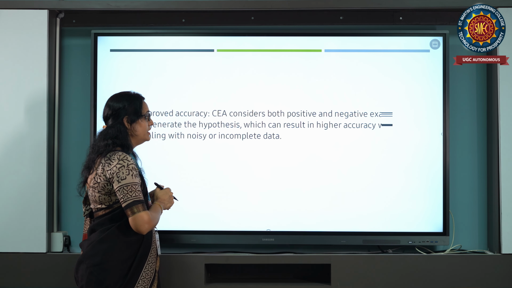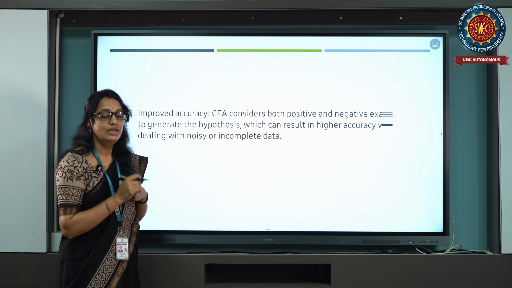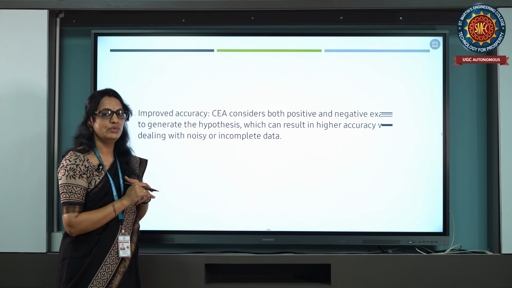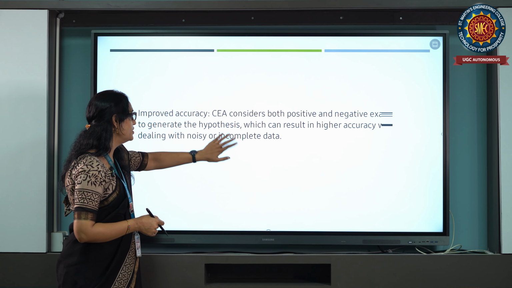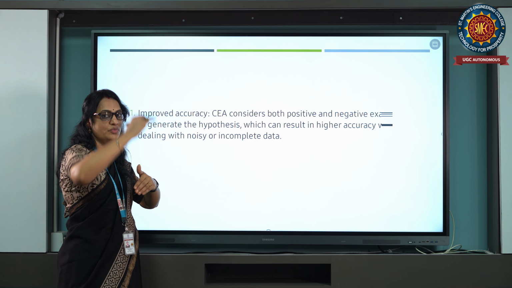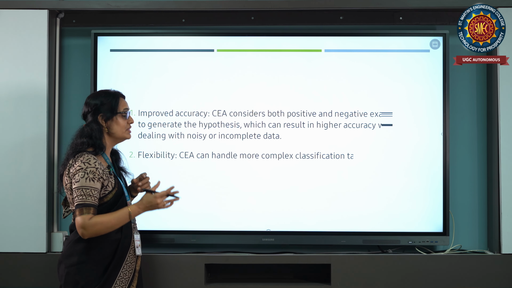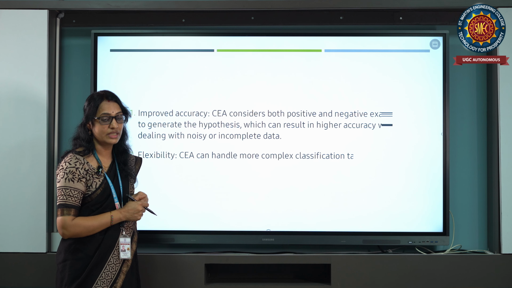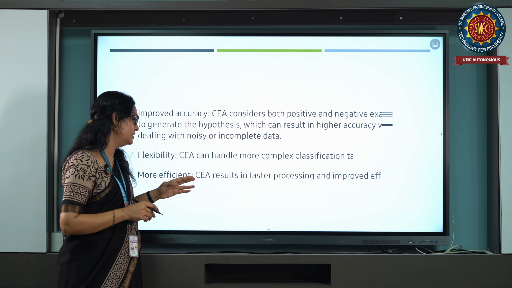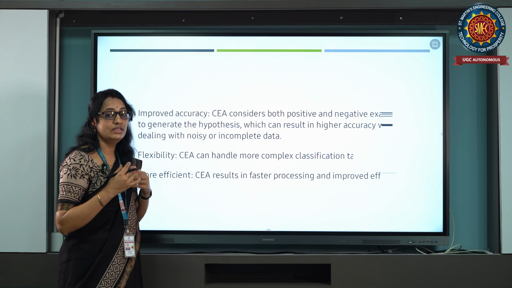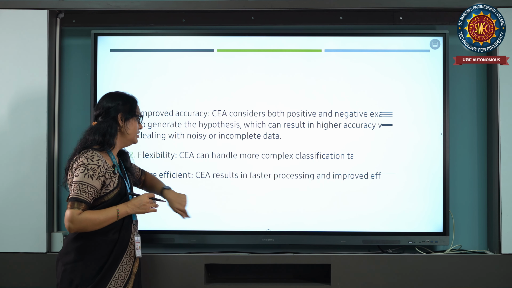What is the advantage? The first advantage is improved accuracy. Why do we say improved accuracy? Because the Find-S algorithm is unable to deal with negative examples. We have very good accuracy here, so we are using both positive and negative examples in order to improve the accuracy of the output. What is the second one? It is flexibility, because it can deal with complex problems. And what is the third advantage? It is more efficient. Why? Because it gives the results faster than ever.